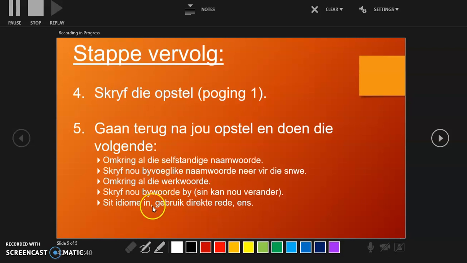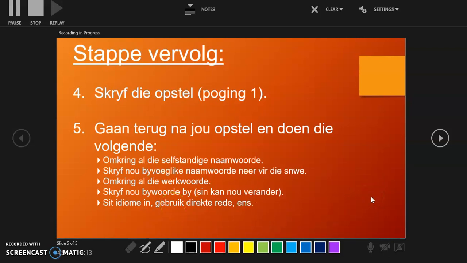And then the last one, this one can be a little bit difficult, but if you are up for a challenge, you can try this one. Sit idiome in. Idioms. Now guys, you can remember, earlier this year we did idioms. So you can add an idiom to your essay, en dan gebruik direkte rede. You can also use direct speech if you know how. This one is a little bit challenging, but you will definitely get a bonus mark or 2 if you can do this last one.